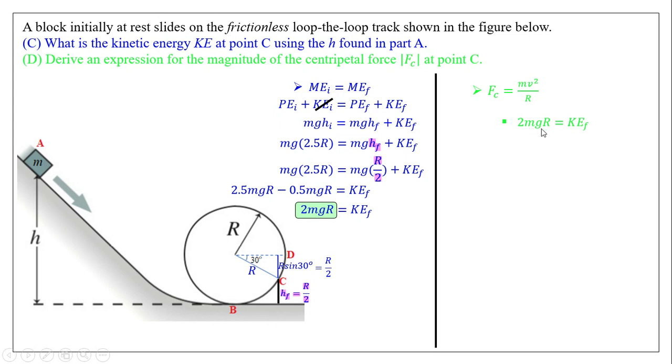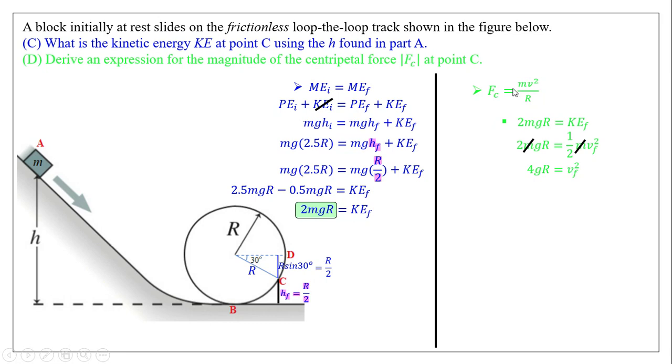So I'm just going to carry that statement over here. 2 times m times g times R is equal to KE_f. What I can do now is break up the right side into 1/2 mv_f squared. So this v_f is the v at point C. Okay, so if you look at this carefully, there's an m on the left side, there's an m on the right side. I'm just going to cancel those two out. And then to get v_f squared by itself, I'm going to multiply both sides by 2. So 2 times 2 here will give me 4. So this will be 4 times g times R, which is equal to v_f squared.